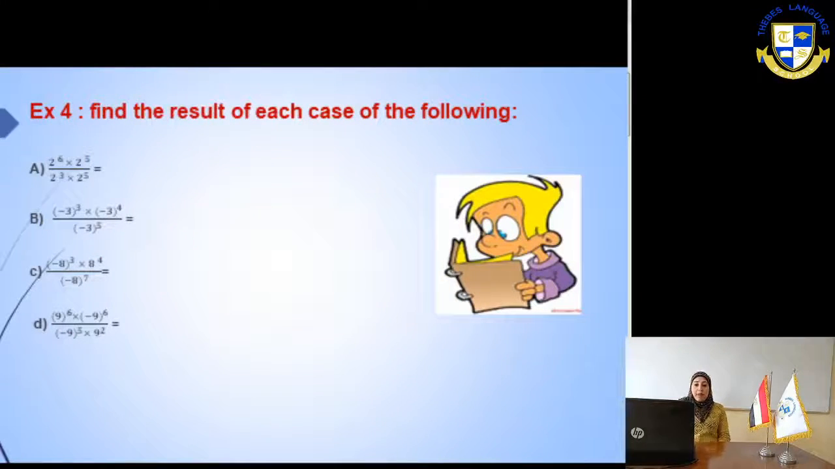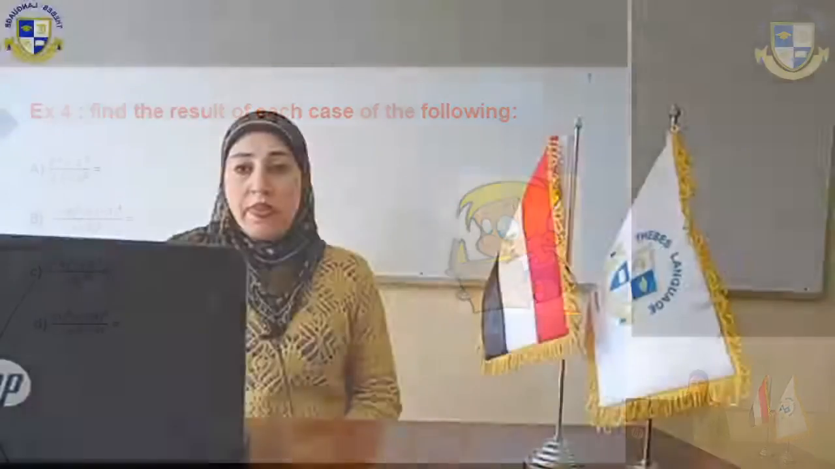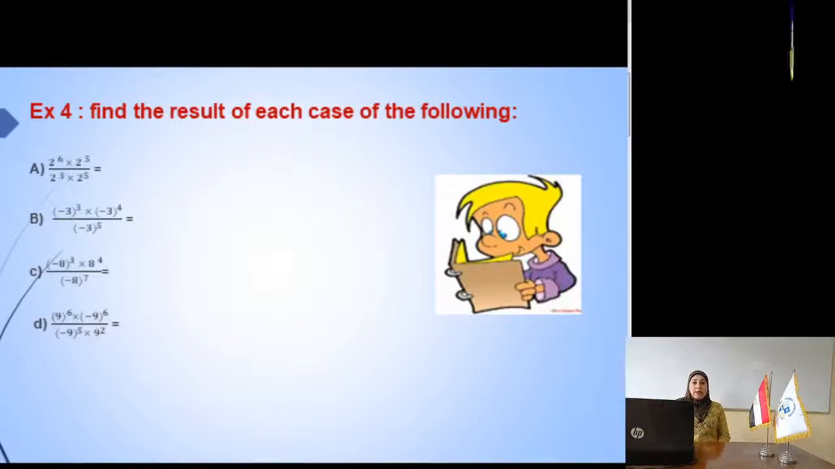Our last example. Find the result of each case of the following. Okay, concentrate here with me, please, all of you. I have 2 up to power 6 multiplied by 2 up to power 5, all of them divided by 2 power 3 times 2 power 5. The base here is 2. I'll start by answering the numerator. After that, I'll go to the denominator. Here the base is 2, so I'll add the powers. It will be 2 up to power 6 plus 5 over 2 up to the power 3 plus 5.